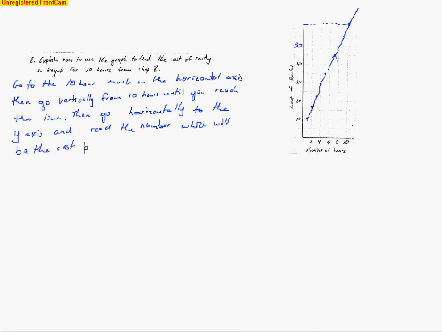So again, when you're explaining this stuff in words, you're just taking what you just did: go over to the 10-hour mark, go vertically up until it reaches the line, and then go straight across until you get to the y-axis, and then read the number. So this is 60, and so this is going to be about 65 or so. If I had drawn it correctly, that's the number I should have gotten. So that is part 3. Good luck.